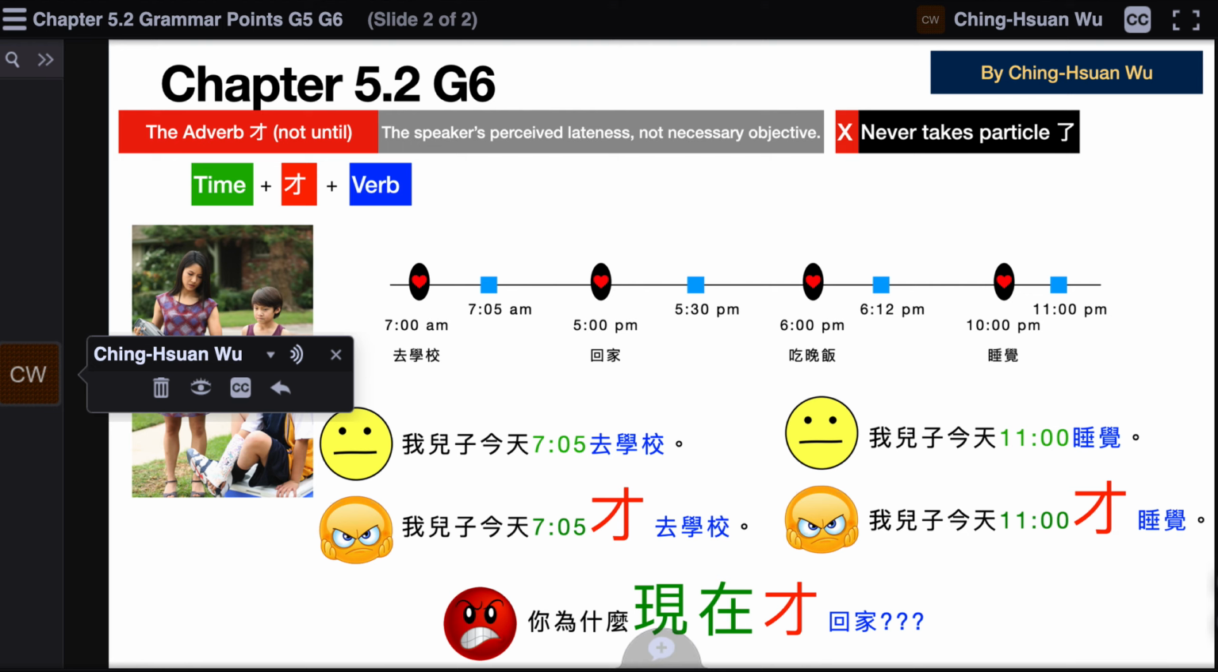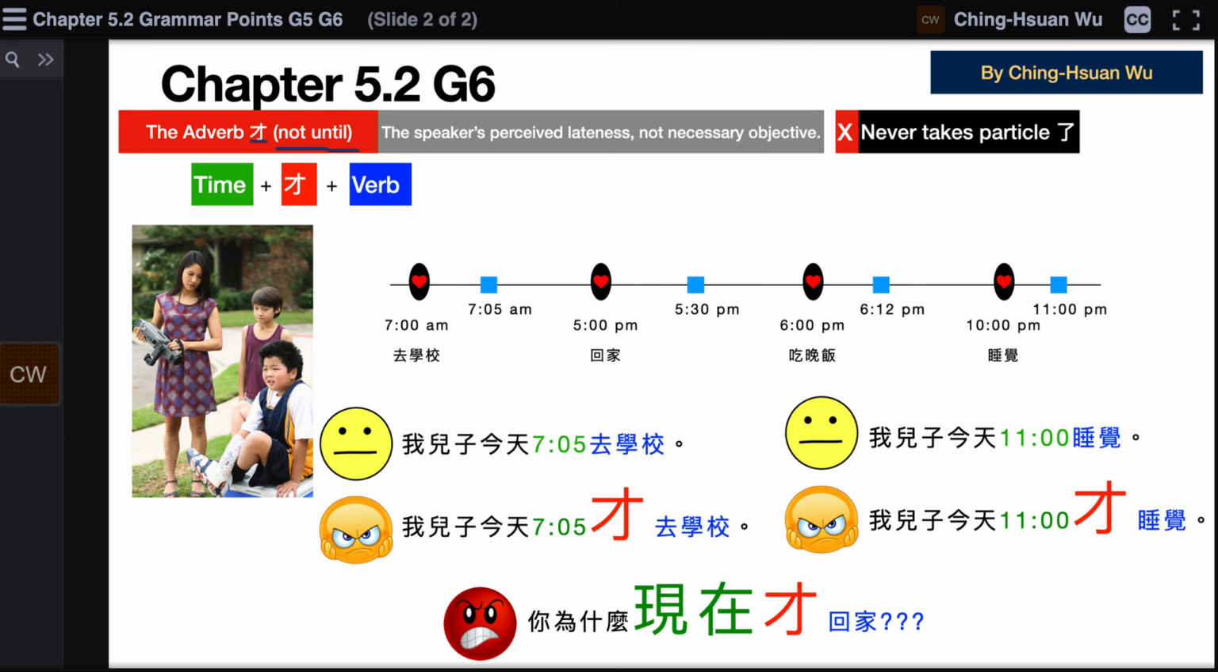The adverb 才 means not until. It indicates the occurrence of an action or a situation is later than the speaker may have expected. The lateness is perceived by the speaker and is not necessarily objective. 才 can never take particle le, either in a future tense or in the past tense. Now let's take a look at some examples.